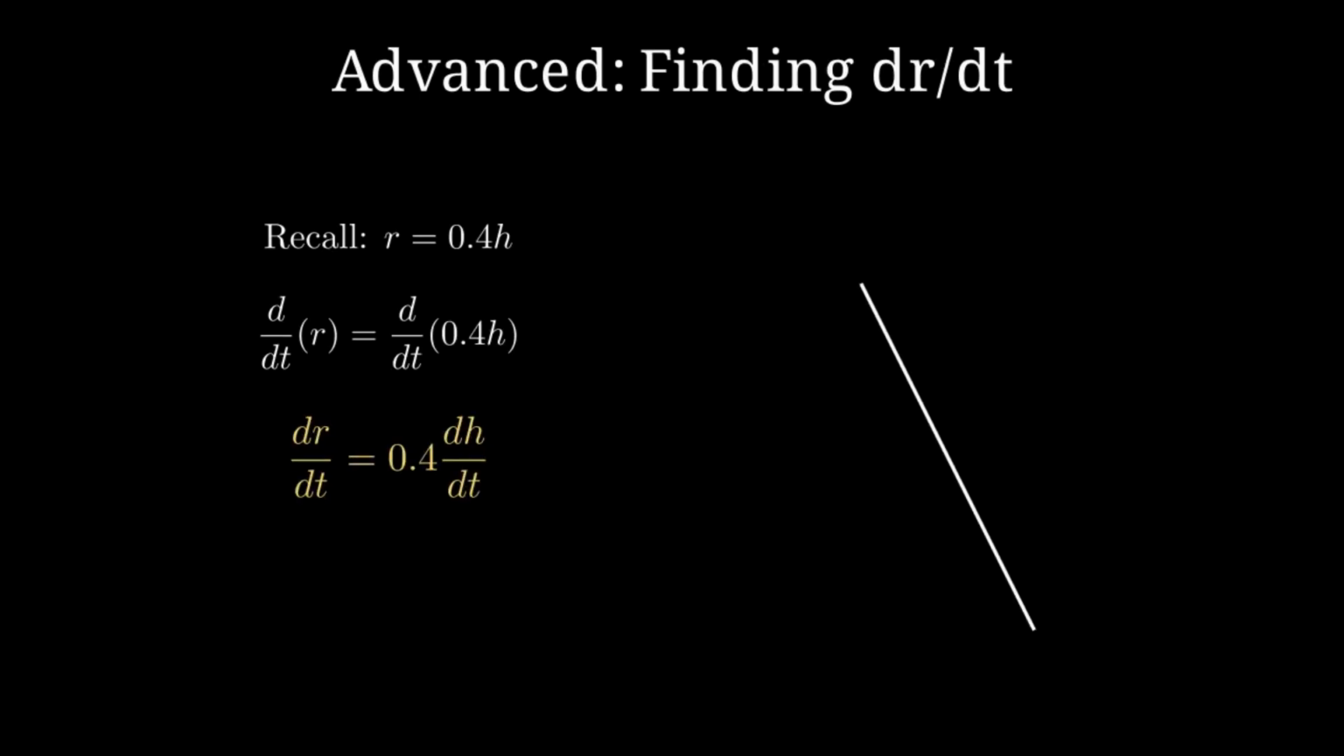What if we wanted to find how fast the radius of the water surface is changing? Since we have the relationship r equals 0.4h, we can simply differentiate that as well. dr over dt is just 0.4 times dh over dt. Related rates allow us to find the change in any dimension once we have the primary rate.